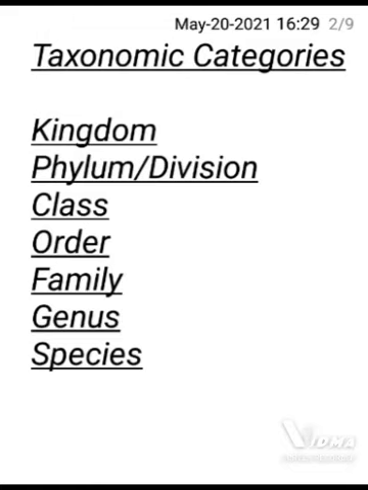If we have to write the categories in ascending order, then we start from species, then genus, family, order, class, phylum or division, and then last is kingdom. If we have to write the taxonomic categories in descending order, we write kingdom first, then phylum or division, class, order, family, genus, and species. In this video, we will study species in detail.